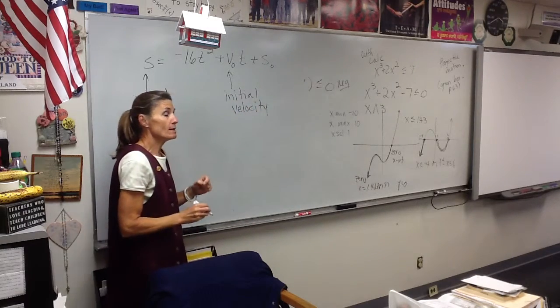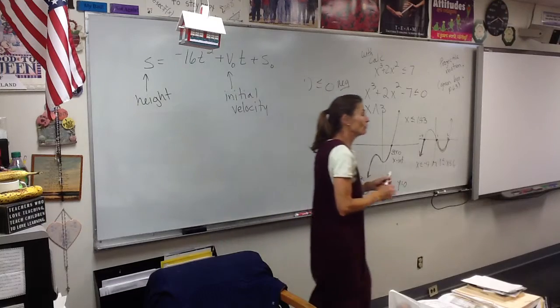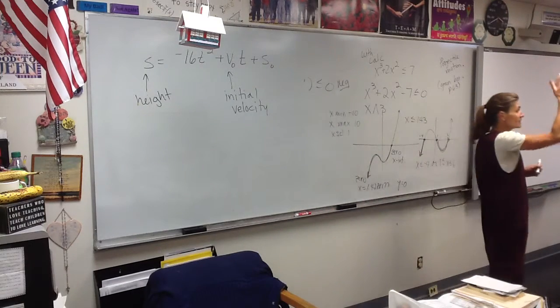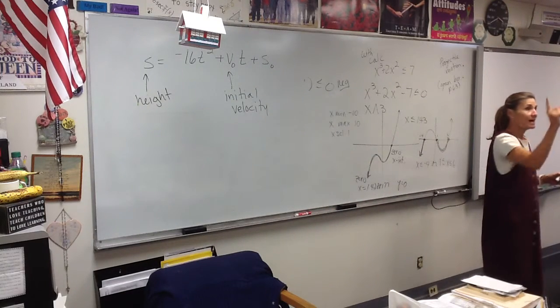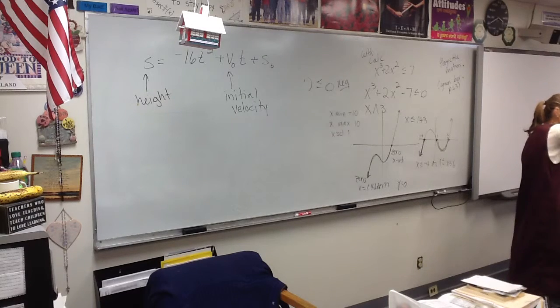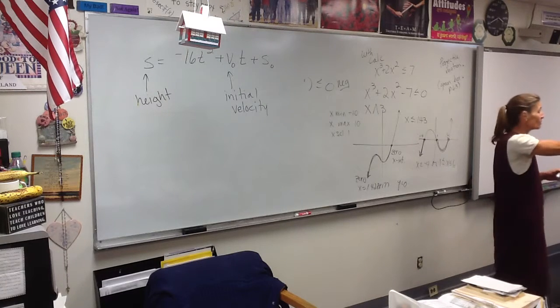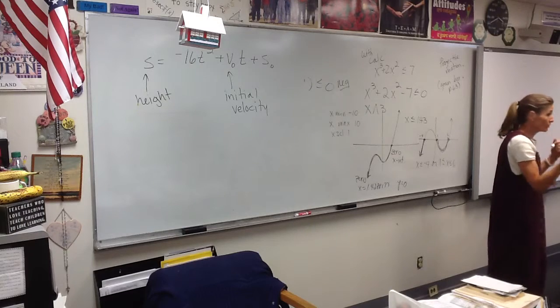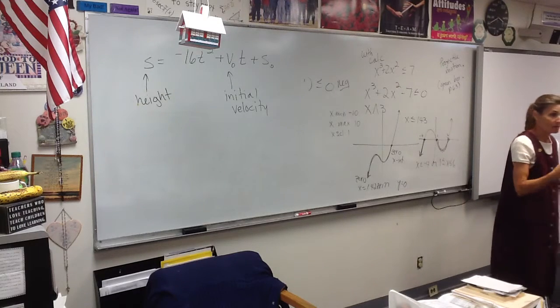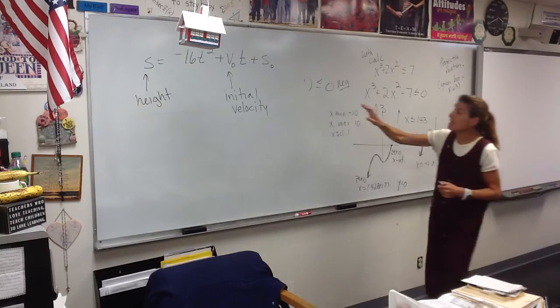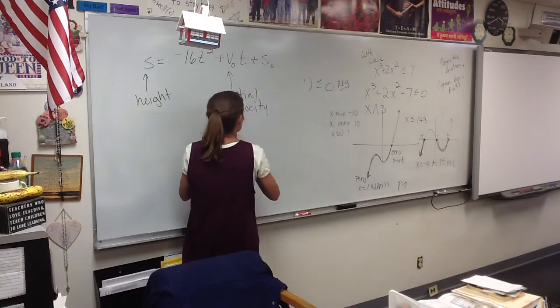Would you agree that if I stood on top of the roof and threw an object up into the air, its velocity would change over the course of its path? V sub naught is the initial velocity, the velocity at which I threw it, and then we'll learn how to find its velocity when it hits the ground and all those things. But this is the initial velocity.